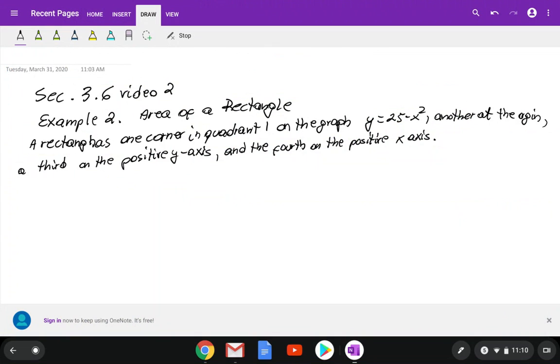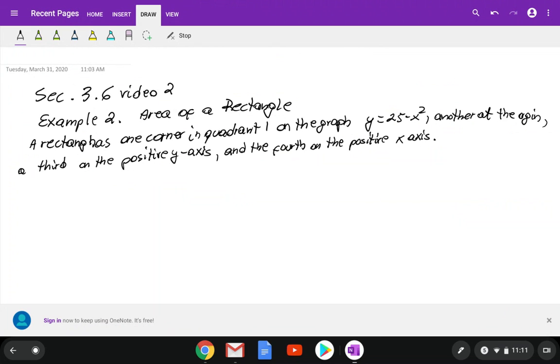Okay, so this is video 2, section 3.6, and we're going to start with example 2 from the PowerPoint. So, area of the rectangle. We have a rectangle which has one corner in quadrant 1 on the graph of y equals 25 minus x squared, another at the origin, a third on the positive y-axis, and the fourth on the positive x-axis.